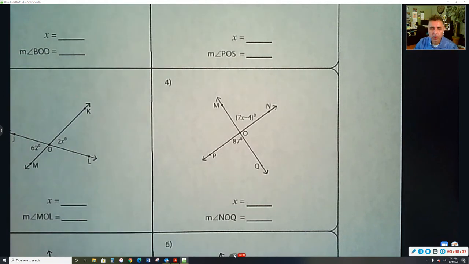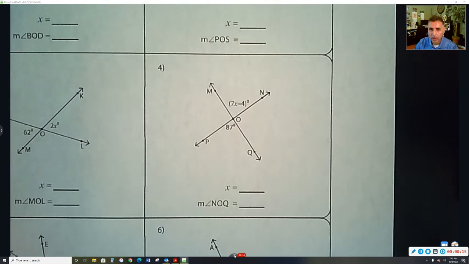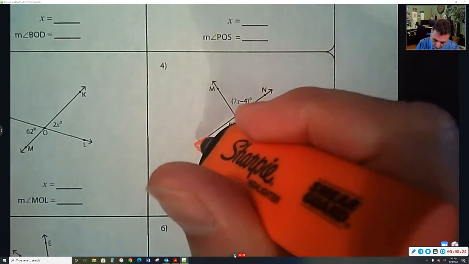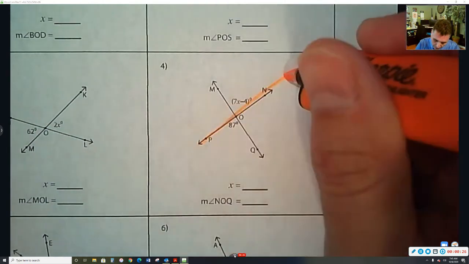Hey everyone, so I'm going to do some more examples of these, solving for x and then finding the measure of the unknown angle. Okay, so to do these, the first thing we should probably do is identify what kind of angles these are.